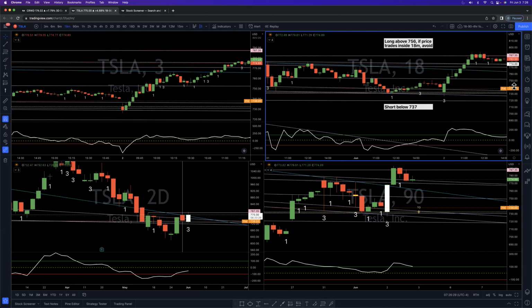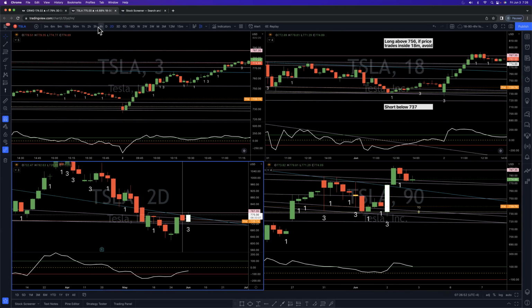But what did we say when we did our plan? We said long above 756. If price trades inside 18, we're going to avoid. So now I'm looking for price to trade above 756. And in my mind, I'm saying 3. We're going to go outside.